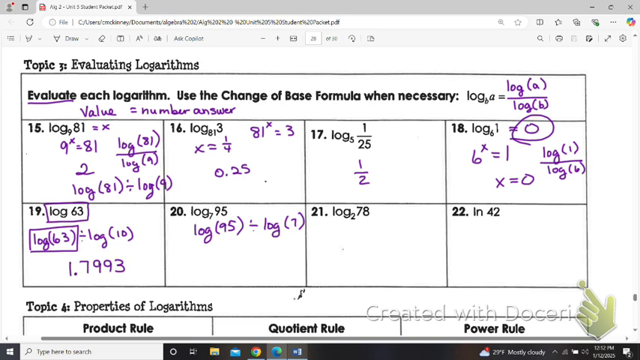So using change of base, and by the way, for 19, you must use a calculator. There's not a way that we've discussed of how to get that. I could estimate, I know it's between 1 and 2 and closer to 2, but I don't know how much closer. 19 through 22, you would just need a calculator, all right? 15 through 18, you can use a calculator, but there is a way to get those answers without a calculator.